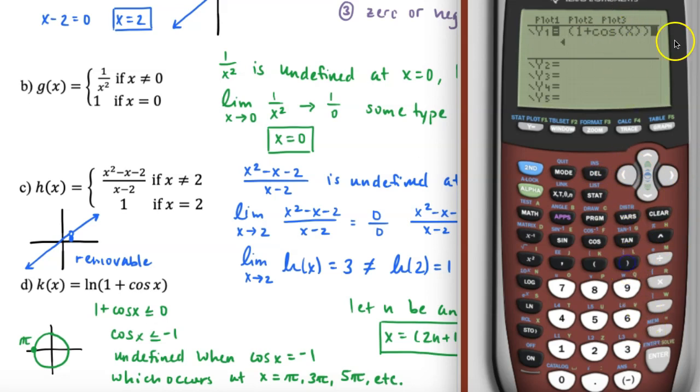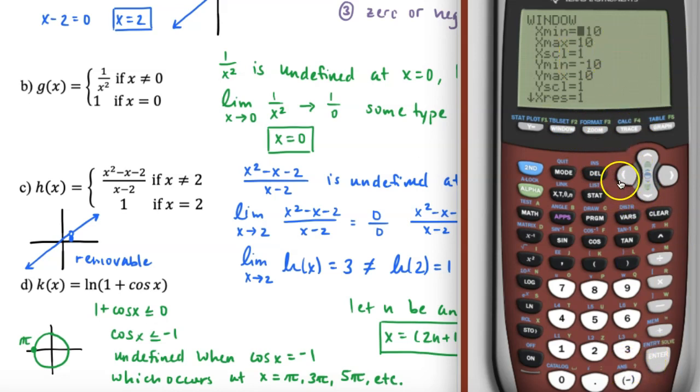And let me make sure I have both of my parentheses. Let me adjust my window a little bit. I want my x max, and I want these tick marks to be in terms of pi. So let me make this negative 5 pi, and let me make my x max 5 pi, and then have my x scale at pi so that I see all of these tick marks along at pi.